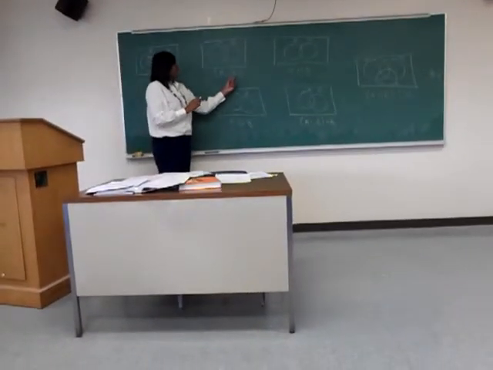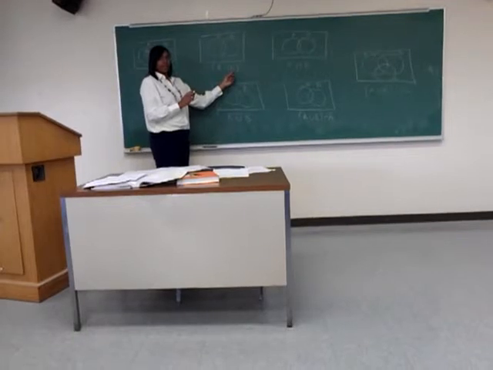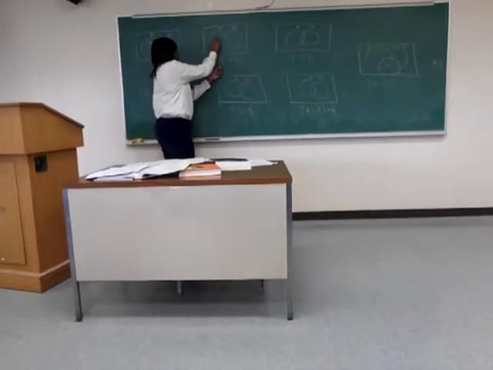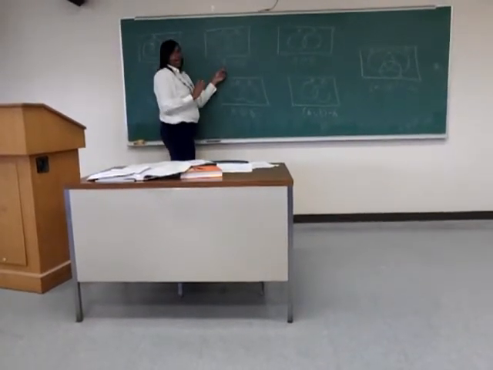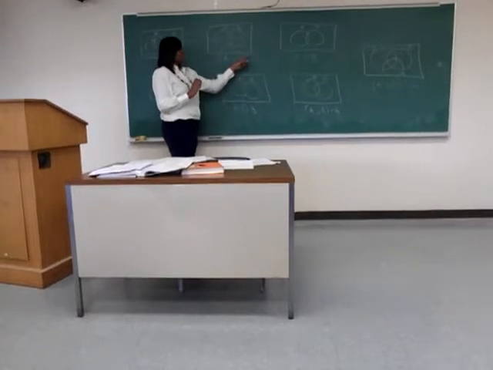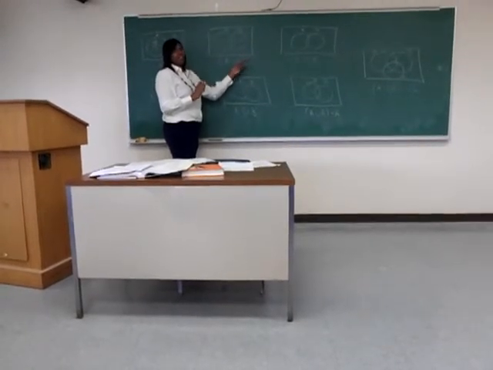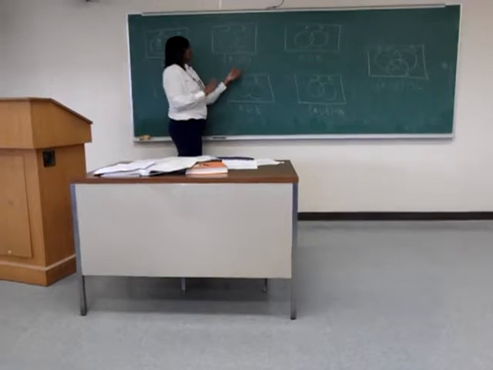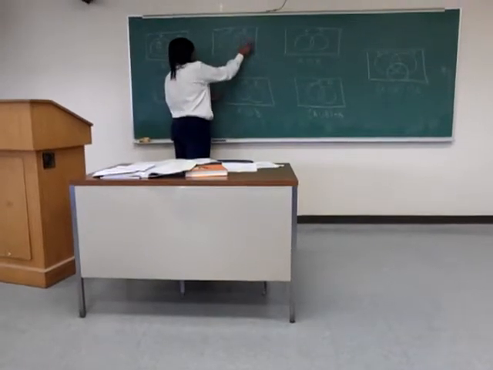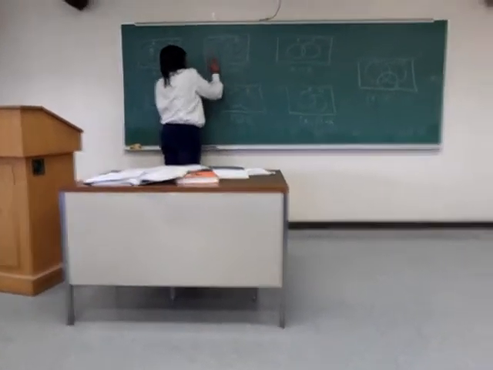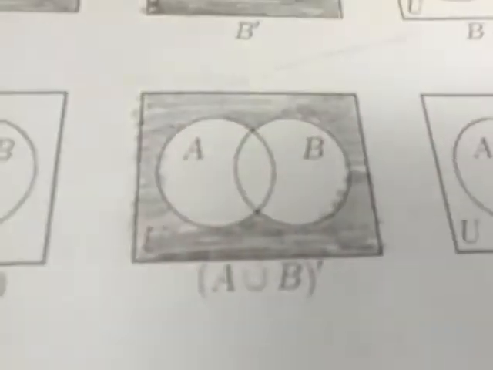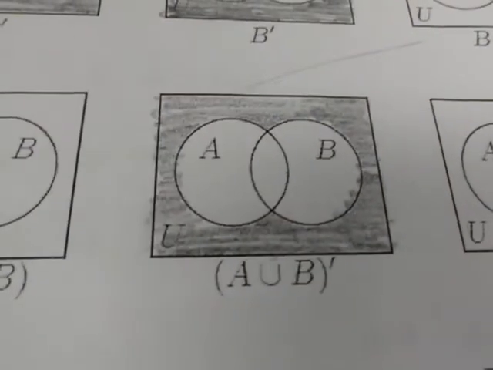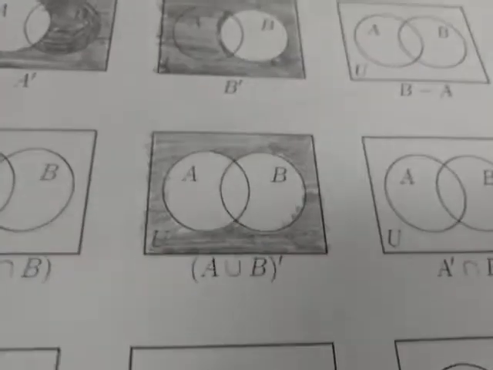Here we got A union B. A union B, right? A union B means this, this, and what? That. And that. However, it has a prime on the outside. So we want to negate this, right? So that means we're not talking about this, this, and that. We want what? All the outside. Don't worry about this, this, or that, because we're negating it.